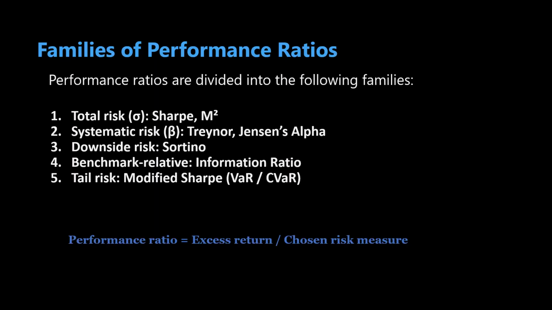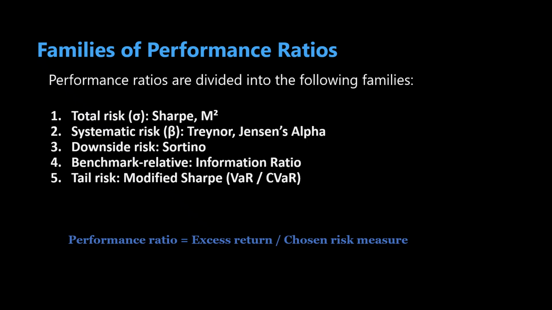This gives us four distinct families. First, ratios that use total risk, measured by standard deviation sigma, and that is the Sharpe ratio and the M-squared measure. Second, ratios using systematic risk, beta, and those are the Treynor ratio and Jensen's alpha. Third, if we care specifically about downside risk, we use the Sortino ratio. And fourth, if we are measuring performance relative to a benchmark, we use the Information ratio, which uses tracking error as its risk measure.